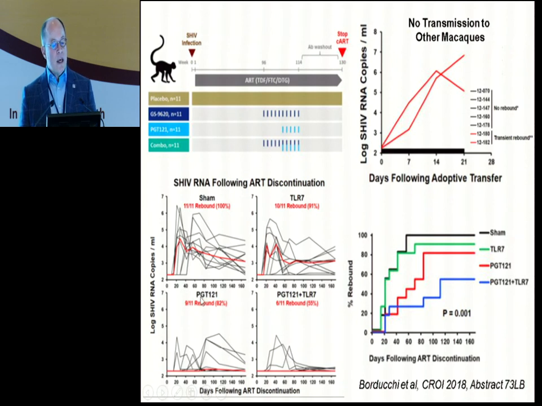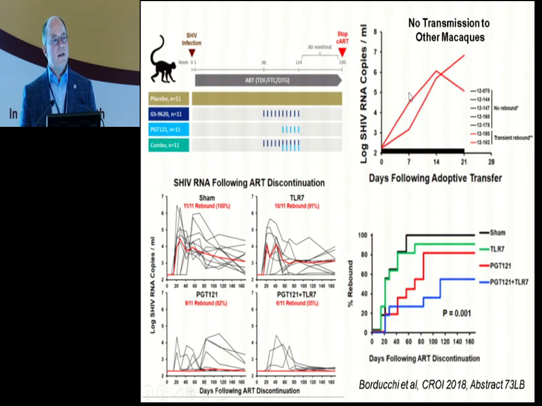If they got the PGT121 alone, 9 of the 11 rebounded, so 2 did not rebound. But if they got both of them, 5 of the 11 did not rebound after almost 6 months of follow-up. And this is seen here in this survival type analysis. You can see the blue line here is the 2 drugs in combination, and they substantially reduced. And these are small numbers, but nearly half of the animals did not rebound.